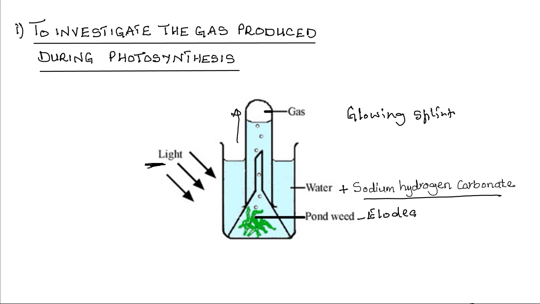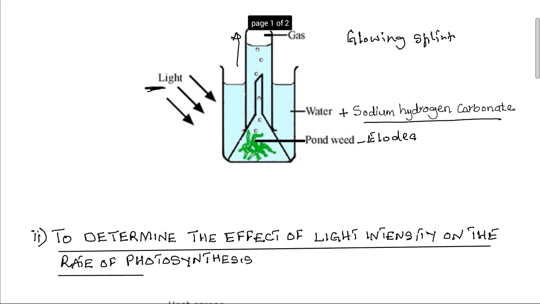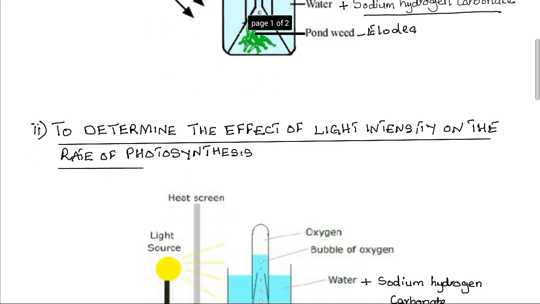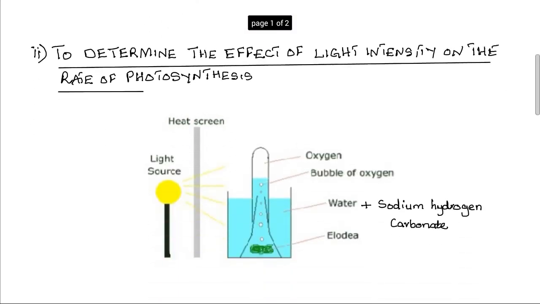Now, this experiment can be used to investigate various factors on the rate of photosynthesis. In other words, we can use this setup to investigate various aspects of photosynthesis, and this includes the effect of light intensity on the rate of photosynthesis. By using a light source, we modify the experiment slightly. So we provide a light source. This light source, instead of sunlight, we get light energy from this bulb.